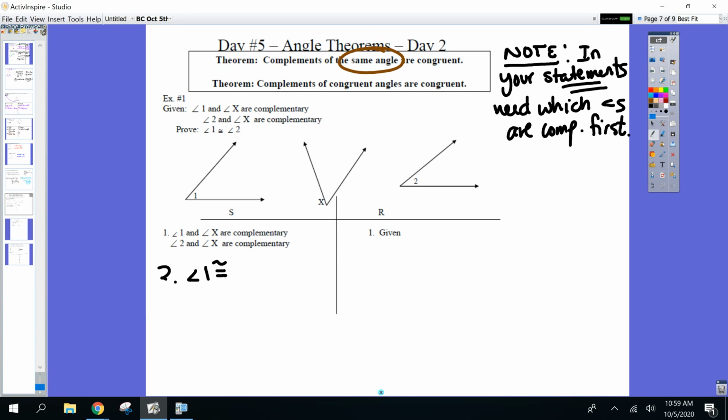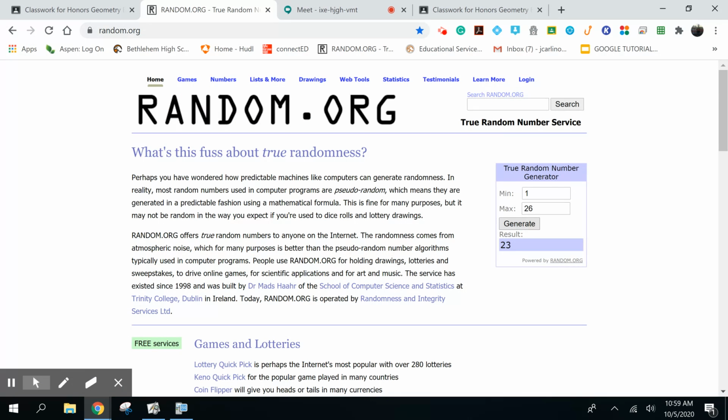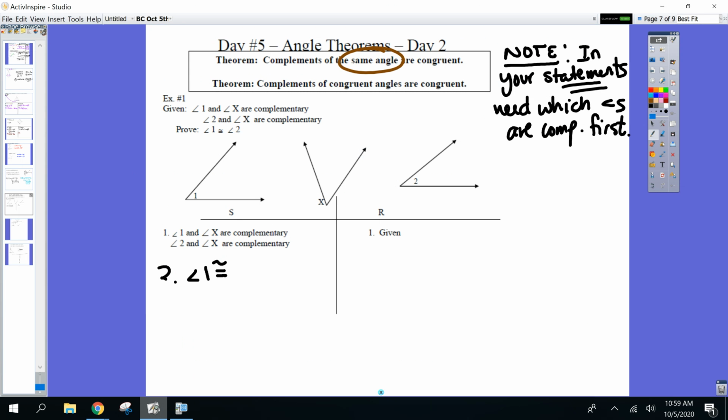So does that mean in step 2, I need to tell you what angles are complementary? Why don't I need to tell you in step 2 what angles are complementary? Why don't I need to tell you in step 2 which angles are complementary before I use this? It's given. That's it. It's given. If it wasn't given, I'd write it down. All right? So angle 1 congruent to angle 2.